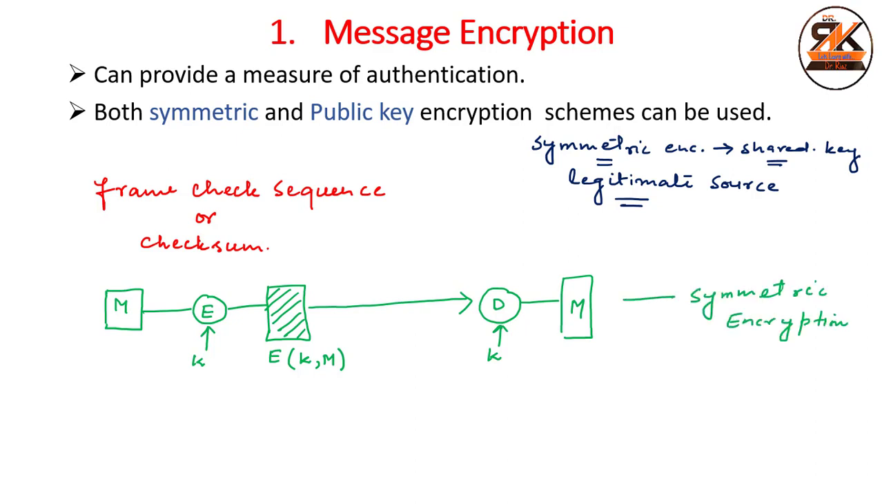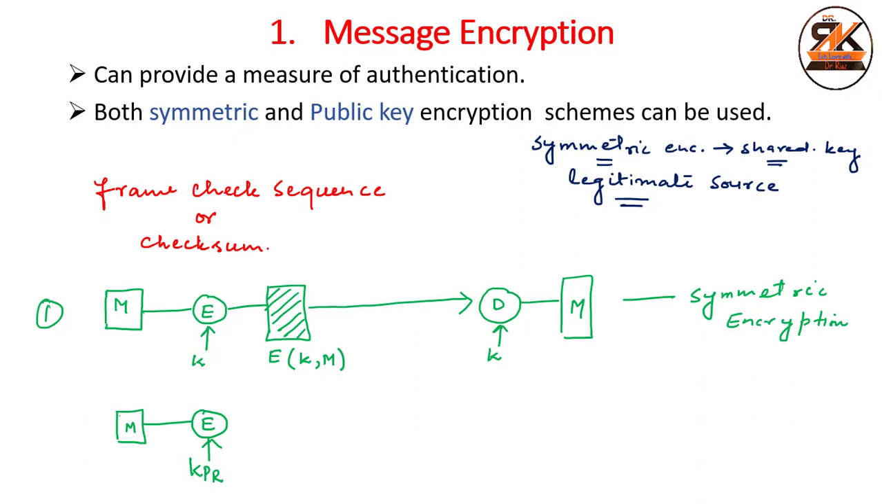Now for another model, where we can use the private key, and that private key, when we use it for encryption, provides the authenticity of the message. In the first scenario, where we are using symmetric encryption, we are getting confidentiality. And when we take the message and apply some encryption algorithm to it, here we apply the private key of the user.